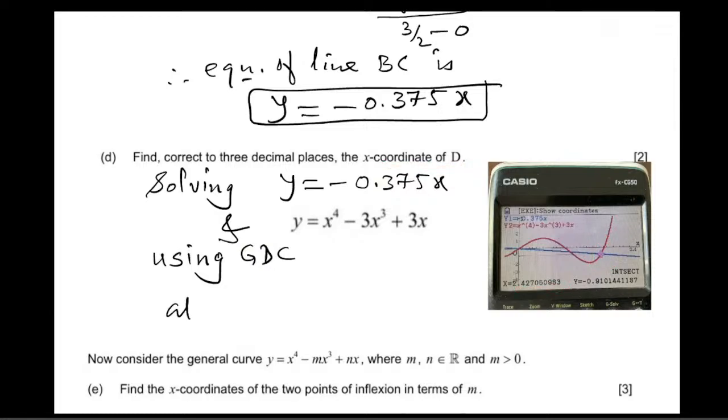So at D, x is equal to 2.427. Okay, then I'll stop here.